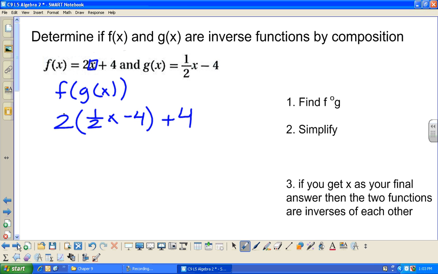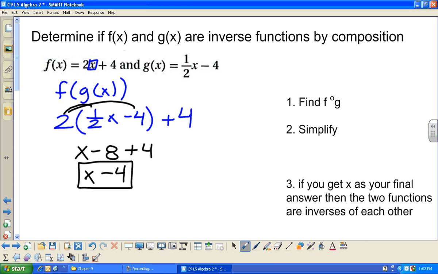So I want to simplify this. I distribute my 2 in. 2 times 1/2 will give me 1, which is just x. 2 times negative 4 will give me negative 8. x minus 4. This is my simplified version. If I would have gotten x out, then these two functions would be inverses. Since I did not get x out, that means no, they are not inverse functions.